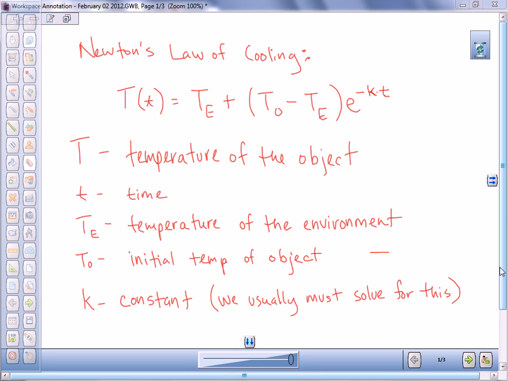So today's lesson is on Newton's law of cooling. We're going to use this information in order to be able to do tomorrow's activity. So take a moment, write down these notes on Newton's law of cooling.